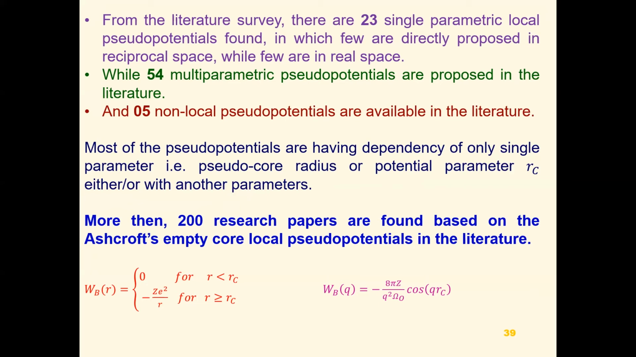Most of the pseudopotentials depend on only a single parameter, that is the pseudocore radius, or you can say the model potential parameter R_C, either alone or with other parameters. If we have a single parametric local pseudopotential, then it depends only upon the single parameter R_C. But if we are using a multiparametric pseudopotential, then it has two or more than two parameters. One parameter is associated with the potential parameter R_C.